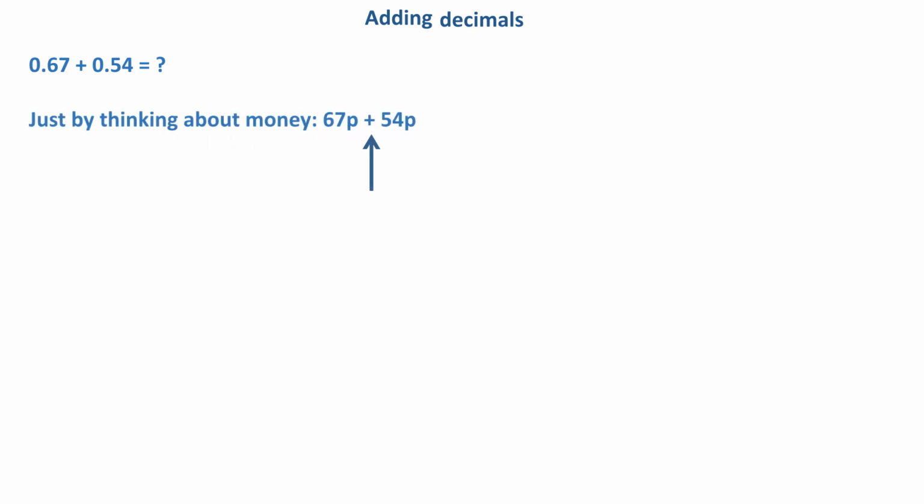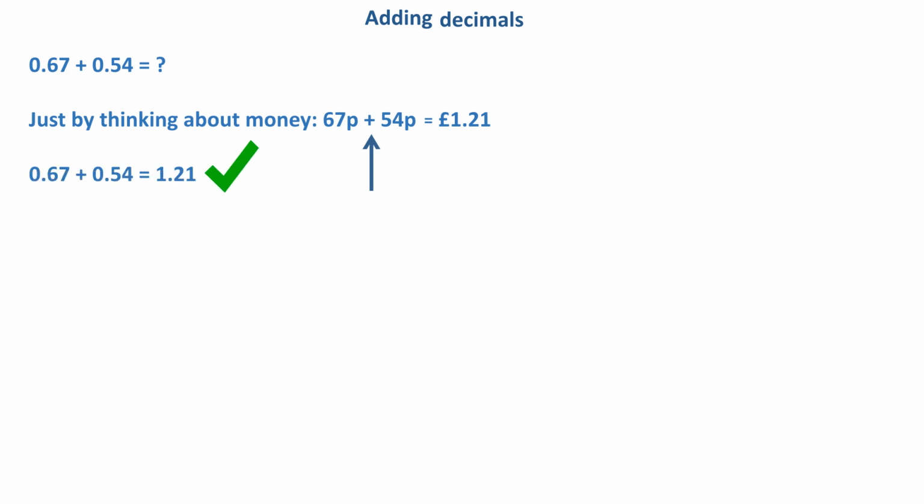So now we need to think about how we add decimals together. For example, if we had 0.67 plus 0.54, how would we add these two numbers together? And again, the easiest way to understand this is to think about money. So 0.67 is just 67p plus 0.54, which is 54p, and that goes into £1.21. So we can say that 0.67 plus 0.54 is just 1.21.